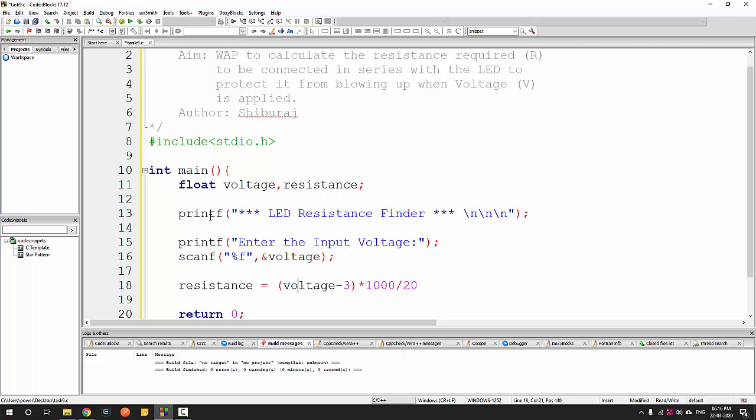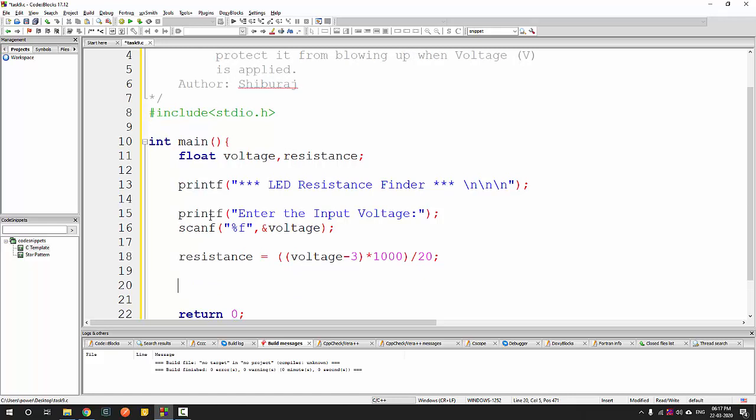This is one way of doing it, or you can actually write it as just a point value, so that will also do. Okay, so once that is done, I would love to keep this inside brackets so that I know what is happening first. Okay, so once this is done, I will just print the value of the resistance.